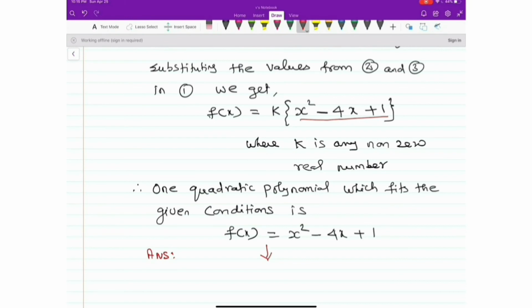With that, we have come to the end of today's session. I have worked out all the 6 questions from exercise 2.2 based on the concept how to write a quadratic polynomial when its sum of the zeros and the product of the zeros are given. I hope you all have understood how to write the quadratic polynomial.